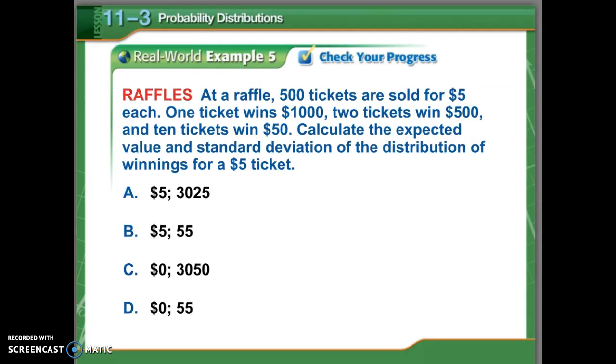So let's look at a real-world problem to check your progress. Same kind of scenario. You want to go through the same steps that we just did. You're going to need to find the expected value and the standard deviation of the distribution of winnings. This time for a $5 ticket. Selling 500. 1 of them wins 1,000. 2 of them win 500. 10 of them win 50. So pause the video. This is going to take you a little ways. Once you have your answer, come on back and we'll see the answer on the next screen.